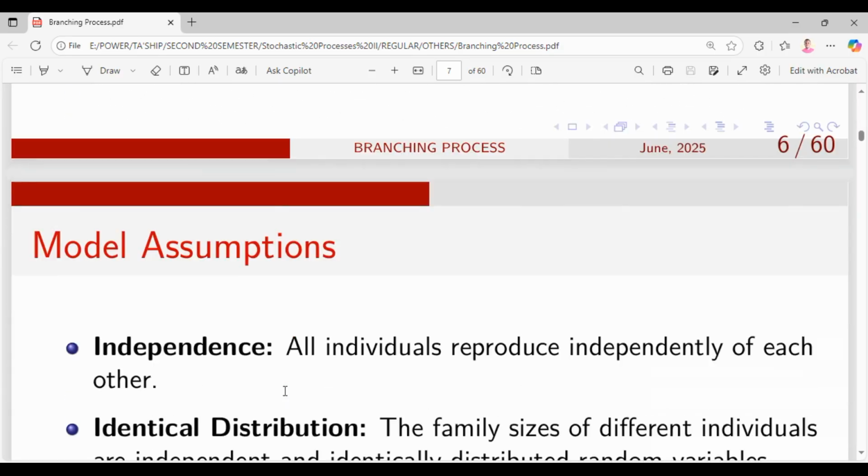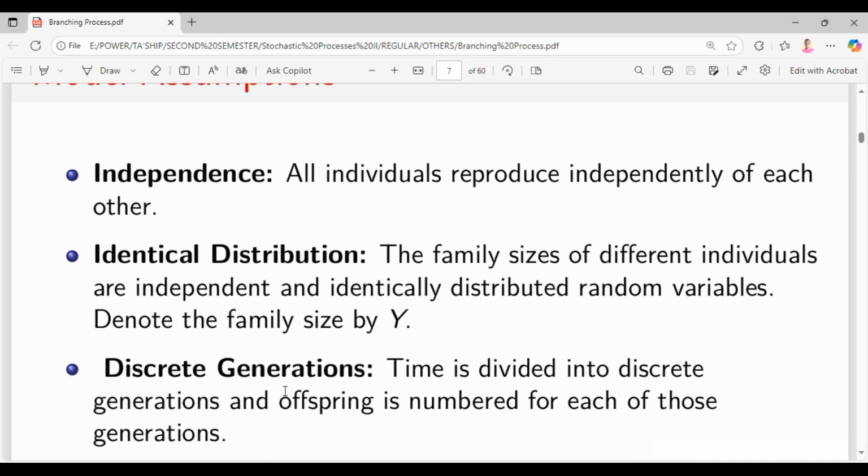So let's look at the model assumptions. All individuals reproduce independently of each other. If the initial ancestor gives birth to 4 children, each of these individuals can also get their own family sizes independently. The fact that child 1, child 2, child 3, and so forth are giving birth doesn't mean they should all give birth to the same number of individuals. If the first child is giving birth, the second child is not dependent on that. They should reproduce independently of each other. And there should be identical distributions of the family sizes. So the family sizes of different individuals are independent and identically distributed, that is, IID random variables, and each of them is denoted by the family size Y.